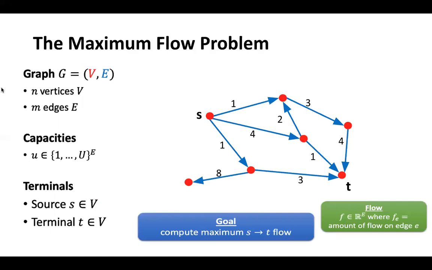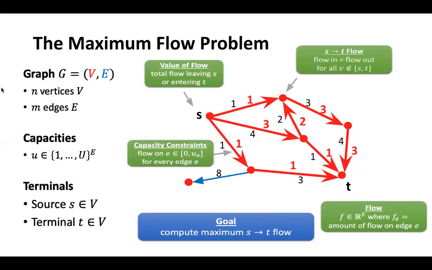A flow in the graph is just an assignment of real numbers to the edges. And we want to maximize the S to T flow. The flow has to satisfy some constraints. First, you can't violate any capacity constraints. For every edge, the amount of flow on it needs to be at most the capacity. And also for every vertex that's not the source or the sink, the incoming and outgoing flows must be equal. Finally, we want to maximize the total value of flow entering S, which is equal to the amount entering T.